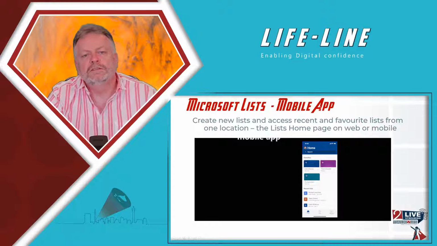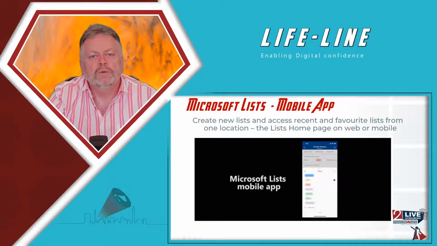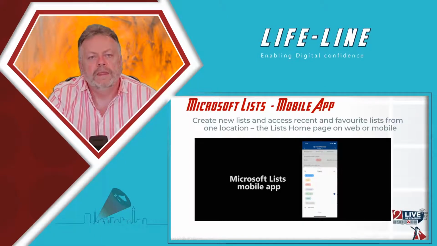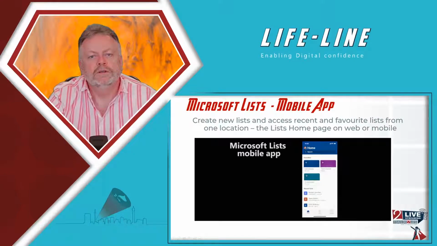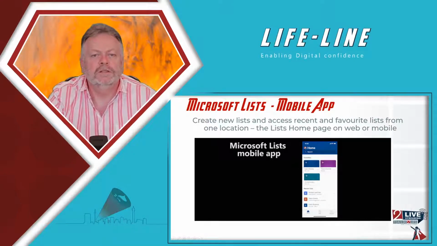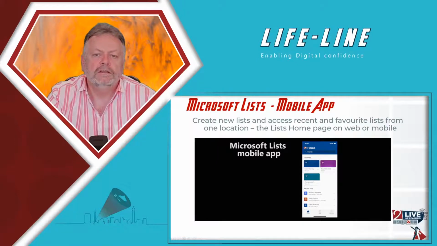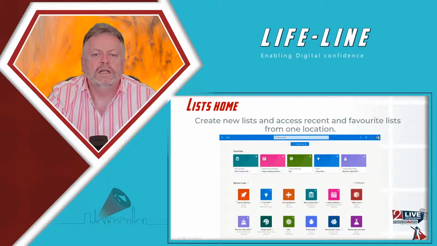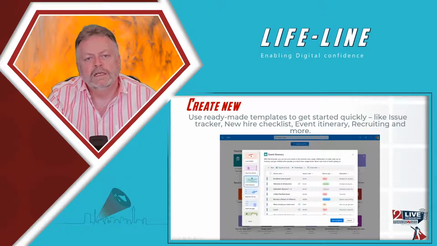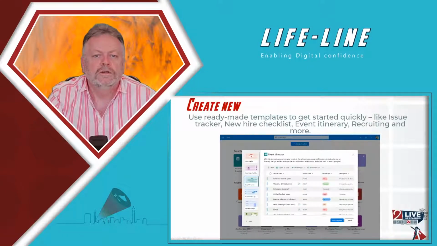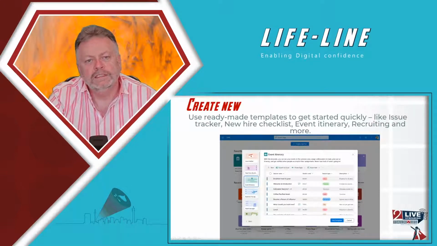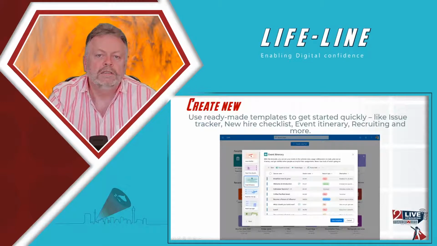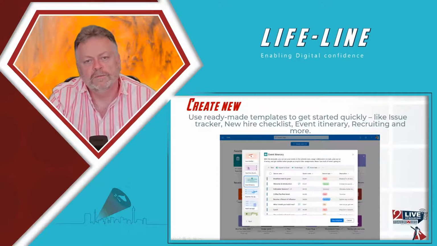So the Microsoft Lists homepage is available on web and a mobile app. It all starts with Lists Home, a single place to see and manage all your lists. To get there, click on the Lists icon within the Microsoft 365 app launcher. Here you can start a list in several ways. Easily from scratch or with ready-made templates. In addition, you can create new lists from existing lists or by importing Excel table data to jumpstart a list.